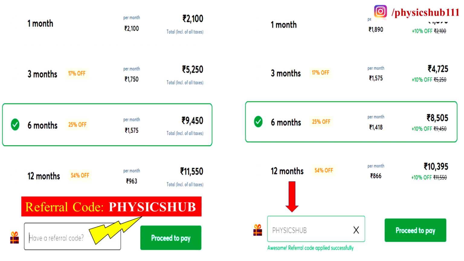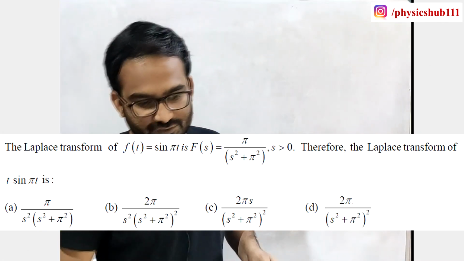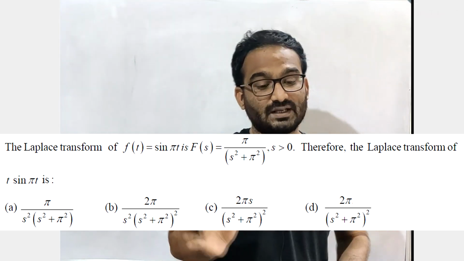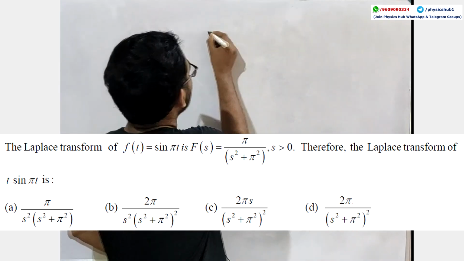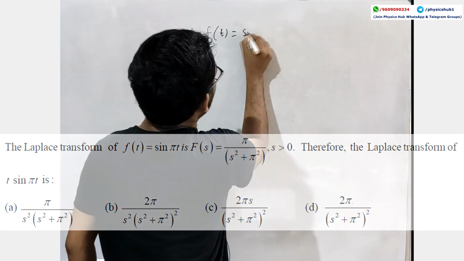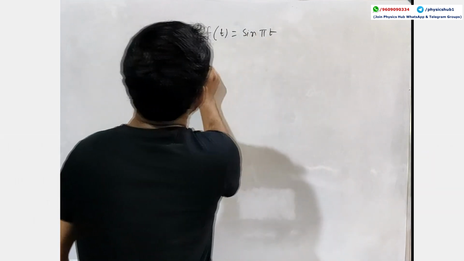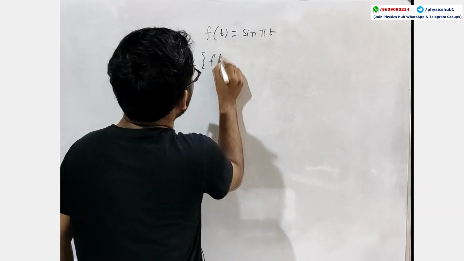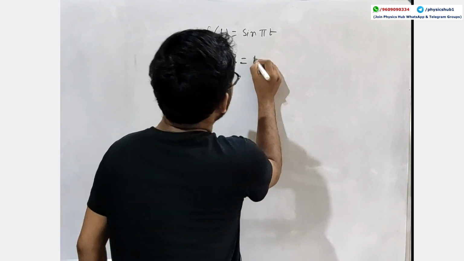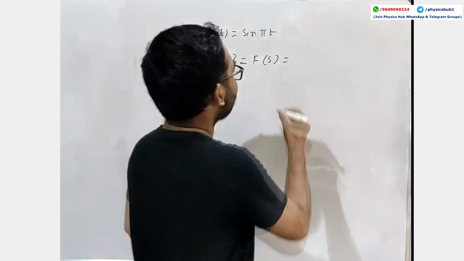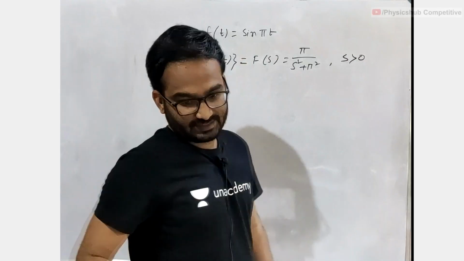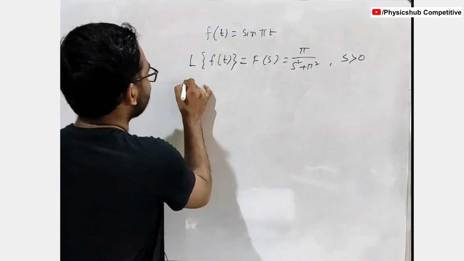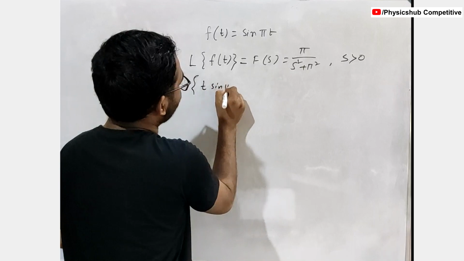Now let's move towards the 4th question. The 4th question reads like this: the Laplace transform of f(t) equals sin pi t is F(s) equals pi by s square plus pi square, where s is greater than 0. Therefore the Laplace transform of t sin pi t is? So you are given this function f(t) equals sin pi t, and its Laplace transform is also given. Laplace transform of f(t) is F(s). This is given to you as pi by s square plus pi square, where it is also said s is greater than 0. Now we have to find the Laplace transform of t sin pi t.